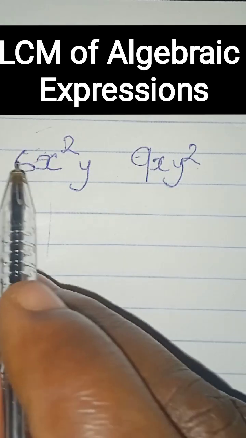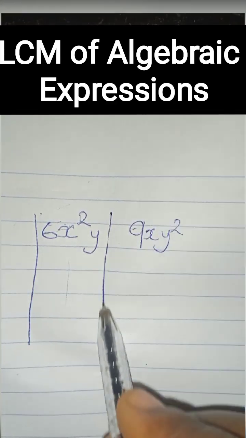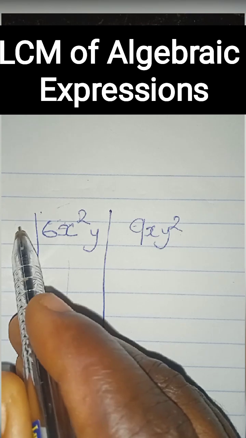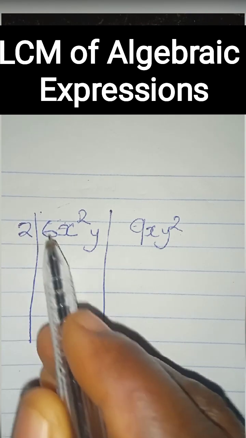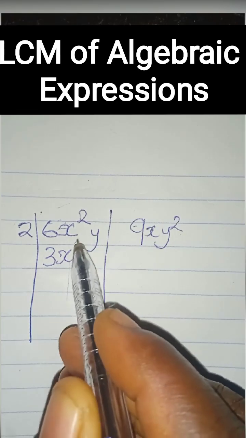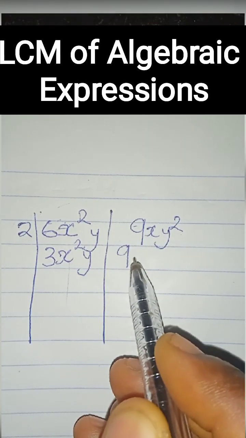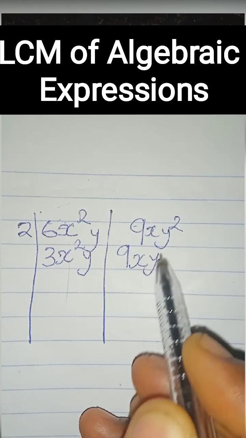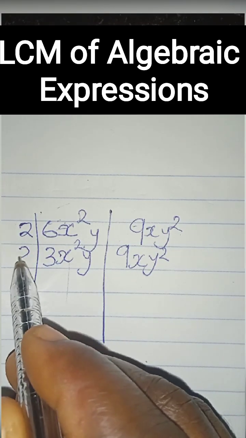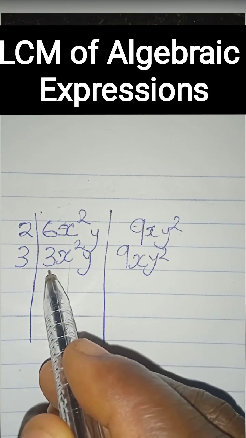Now I'm going to divide the two of them together using their prime factors. So what can divide? I have 2 can divide. 2 going into 6 will give me 3. I'll bring down my x squared y. Then I'll bring down 9xy squared. What else can divide? 3 can divide. This is a normal way of doing LCM of numbers. 3 dividing 3 will give me 1.